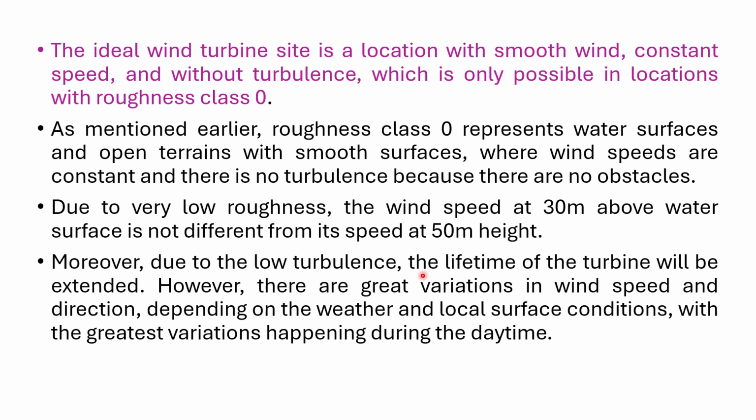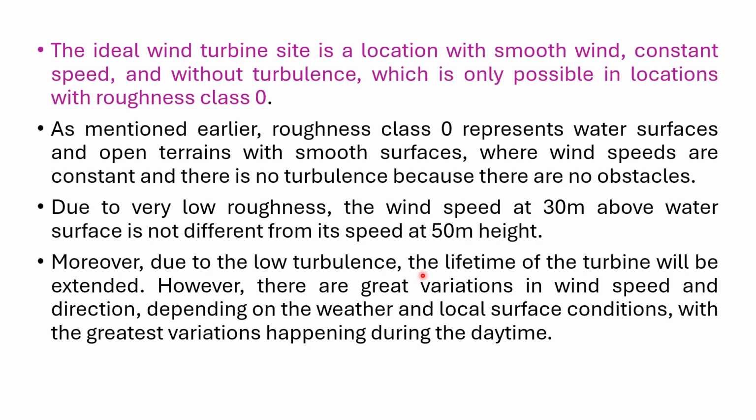So from that equation, it is observed that the ideal wind turbine site is a location with smooth wind, constant speed, and without turbulence, which is only possible in locations with roughness class 0. So we conclude that it is all possible with the roughness class 0 terrain location. As mentioned, roughness class 0 represents the water surface and open terrains with smooth surface, where wind speeds are constant and there is no turbulence because there are no obstacles, no wind break at all. Due to this very low roughness, the wind speed at 30 meters above the water surface is not different from its speed at 50-meter height. Almost the same, because there is not much wind break.